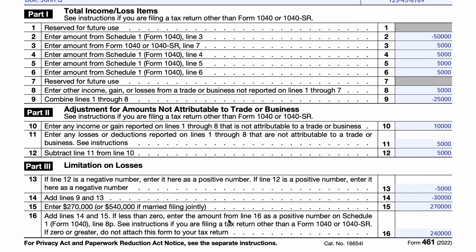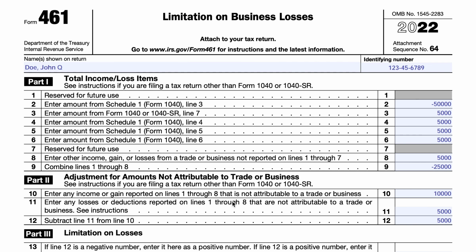And then in part three, we're going to calculate the limitation on your losses. So if you don't have an operating loss, you're not going to show one here. You don't need to file this form. If you do have an operating loss, then we'll take a look at what you would do with it. So in part one, let's start with line one, which the IRS has set aside for future use.